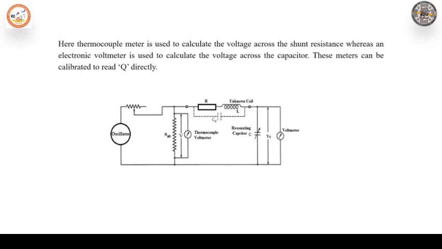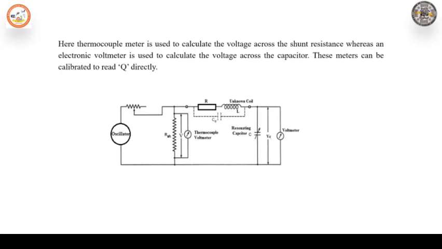For carrying out the measurement, the unknown coil is connected to the test terminals of the instrument and the circuit is tuned to resonance either by varying the frequency of the oscillator or by varying the resonating capacitor C. Readings of voltages across capacitor C and shunt resistance RSH are obtained and the Q factor of the coil is determined.